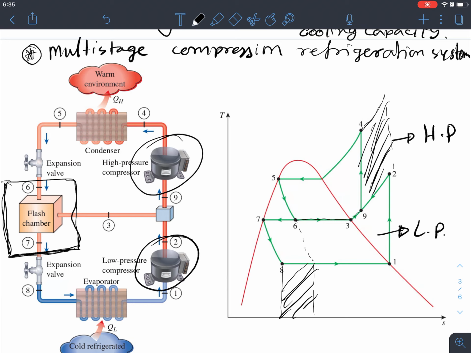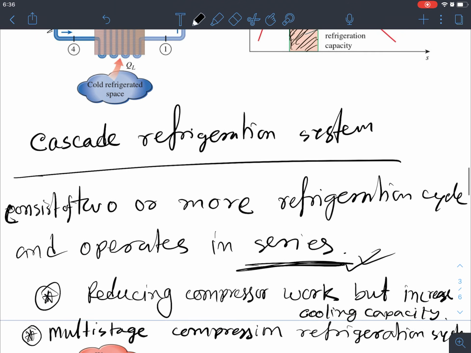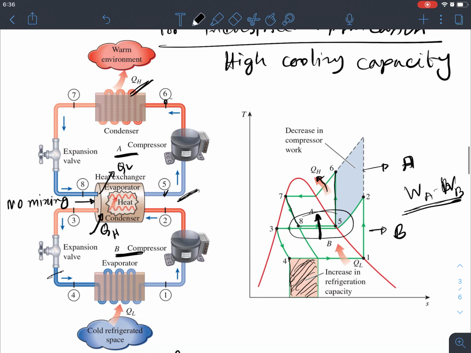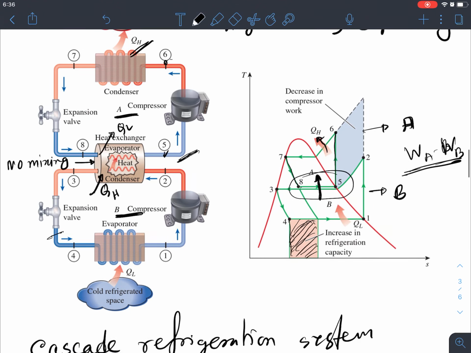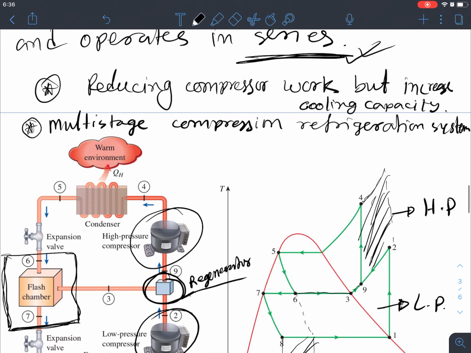Okay, one more thing here, 9 to 2, this point is also working as a regenerator. In the vapor power cycle or the gas power cycle, we saw the regenerator unit. Other than that, all the components are similar to the ideal vapor compression refrigeration system, as well as the cascade type refrigeration system. So only one difference is that instead of a heat exchanger, we are using this flash chamber.